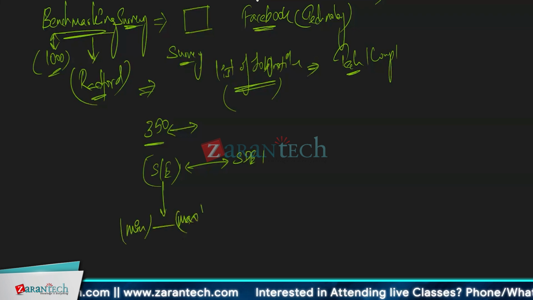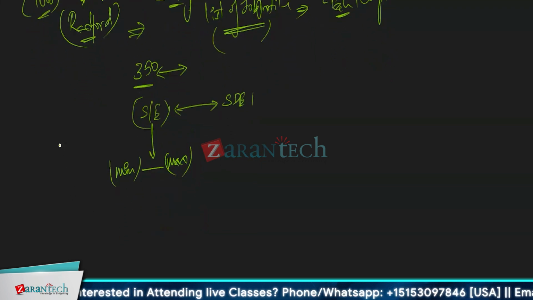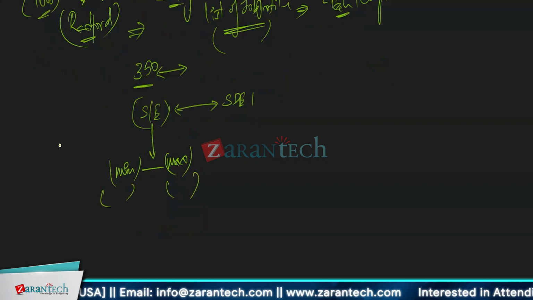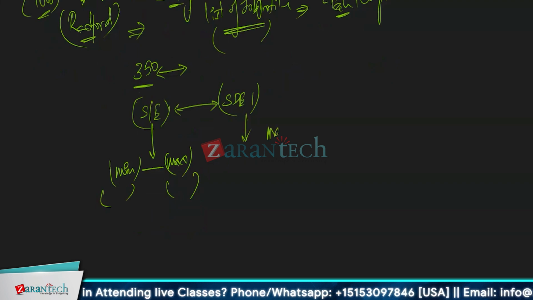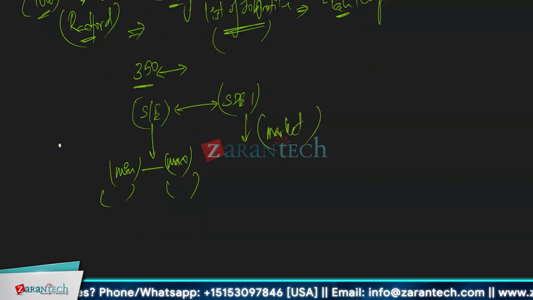This minimum and maximum salary is collected from an actual survey, meaning Radford will go to different companies in the market. They will not tell you which companies they have collected this from, but they will ask, what is generally the minimum salary that you are paying for a software engineer? What is the maximum salary that you are paying? So that Facebook can competitively price themselves, so they are not paying less than market.